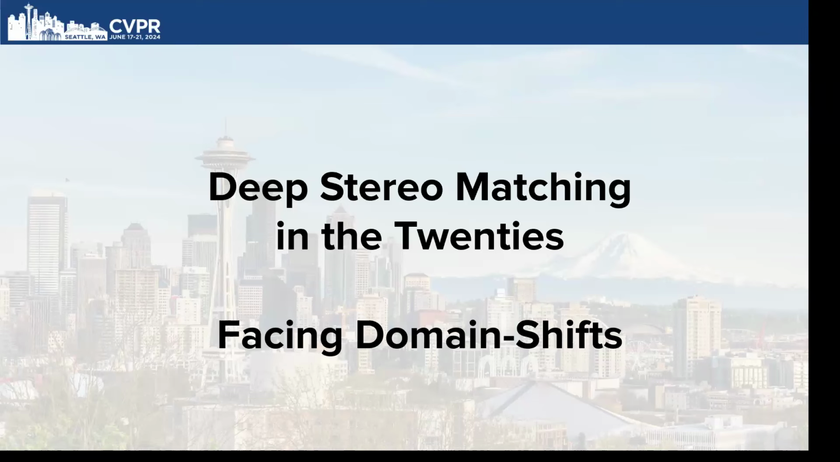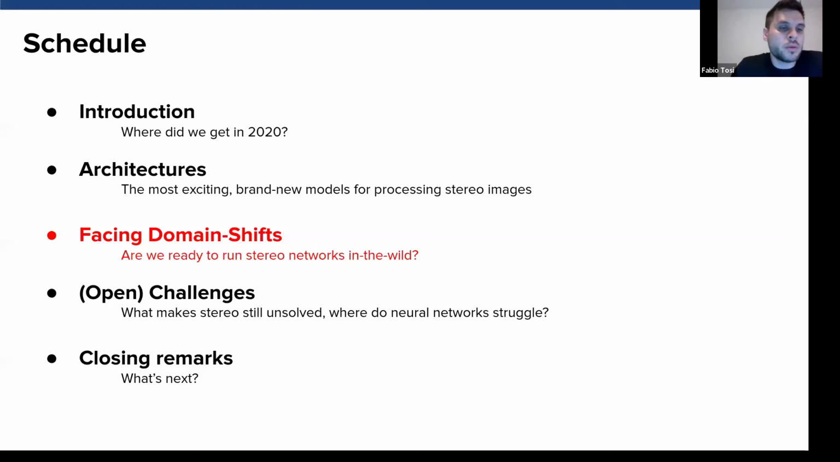Would you like to start? Yes, sure. Okay, so we can start this part, and from now on we are going to talk about one of the key fundamental problems of end-to-end deep stereo matching, which is the domain shift problem. So according to the schedule, right now we try to answer the question whether stereo matching networks are ready to run in the wild.